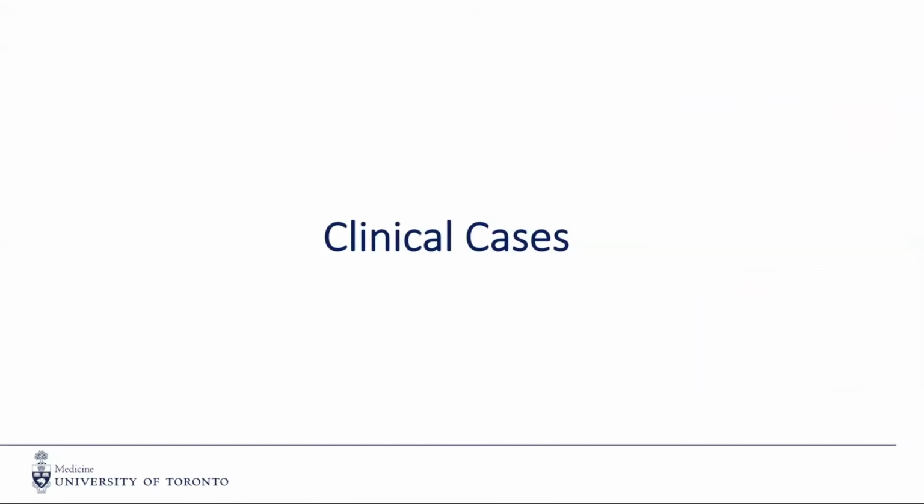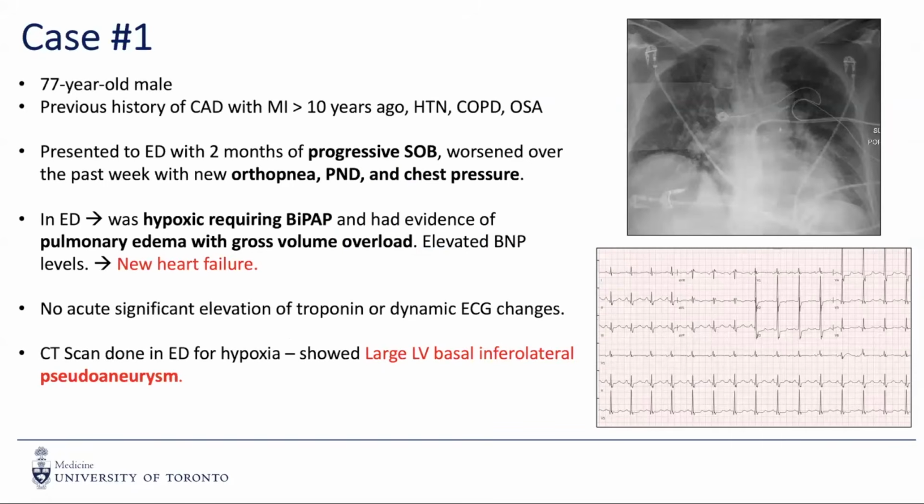So I'll end my talk by talking about two quick clinical cases. Both are from the same Mike's library of echoes, once again, that are quite interesting. Starting off with the first case, this is a 77-year-old man who had a previous history of CAD up to almost 10 years ago, hypertension, dyslipidemia, and COPD and OSA.